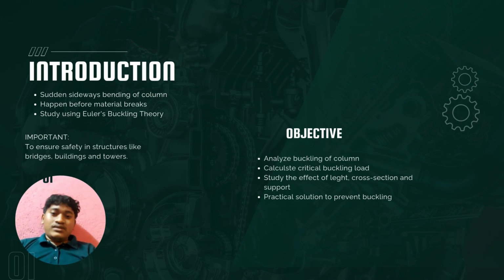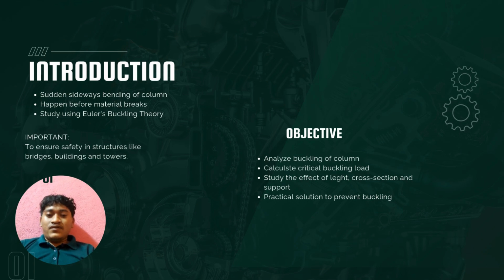For the next one, I'm going to present about the introduction and objective. For the introduction, buckling is a sudden sideways bending of the column, and it happens before the material breaks. In this project we study using the Euler buckling theory. The importance of this project is to ensure the safety of structures like bridges, buildings and towers.